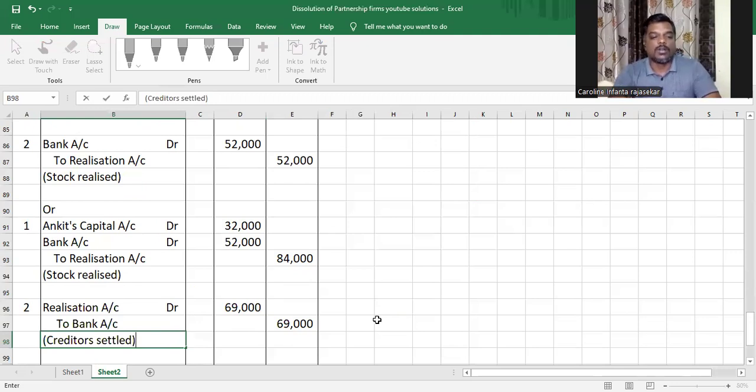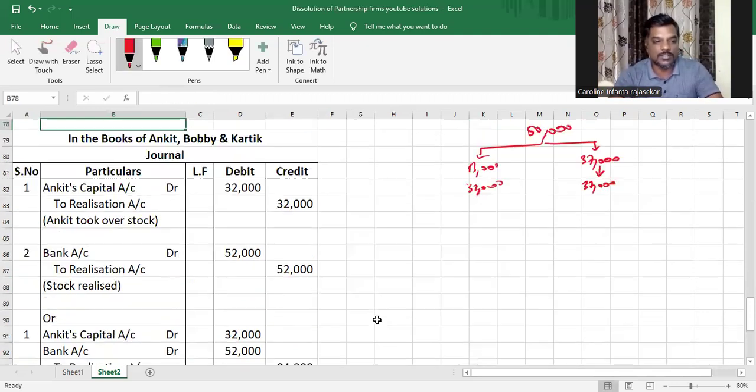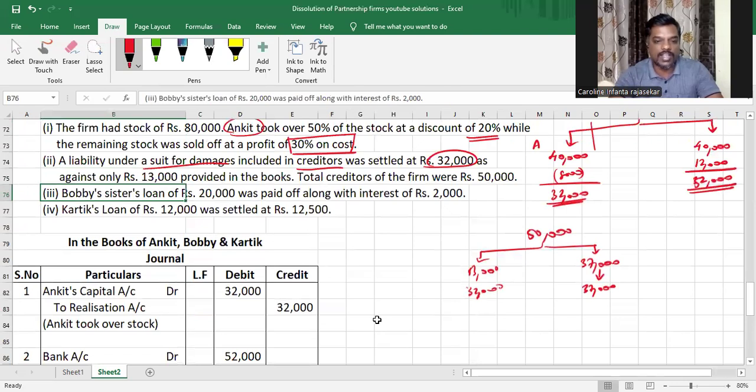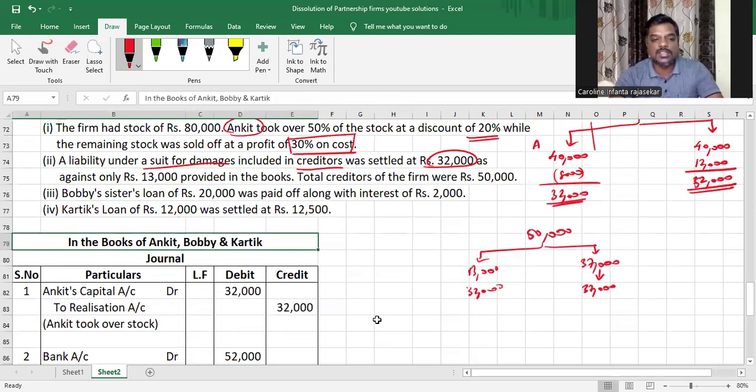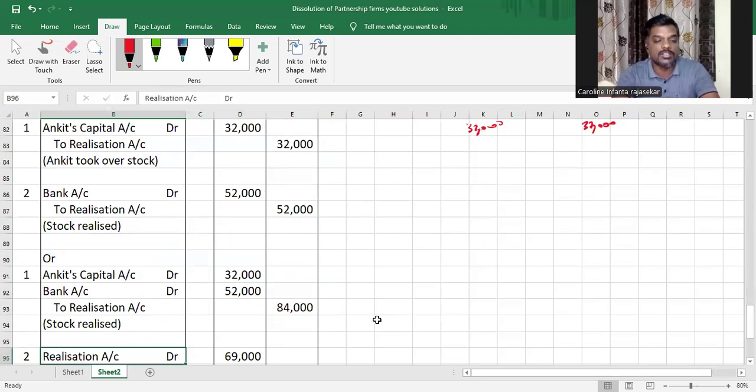Creditors. Alright, so they've asked two difficult transactions in the first two. Let's see what they have in the second. Bobby's sister's loan of 20,000 was paid along with interest of 2,000. It might be Bobby or it might be anyone for that matter. It is Bobby's sister, the partner's sister. So it's a third party liability. So basically, there is a third party liability for 20,000 rupees for which you paid 2,000 extra interest also. So you settle that liability for 22,000. Understood or not, my dear children?